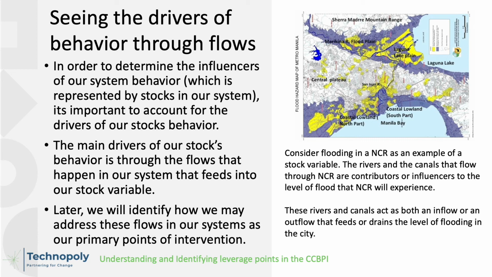A good example of understanding drivers of behavior would be flooding in our National Capital Region. The rivers and the canals that flow through NCR are contributors or influencers to the level of flood that we will experience in NCR. These rivers and canals act as both an inflow or an outflow that feeds or drains the level of flooding in the city. Later on, when we think about how we can improve flooding, we have to look into these flows, or rivers and canals, on how flooding can be better controlled.